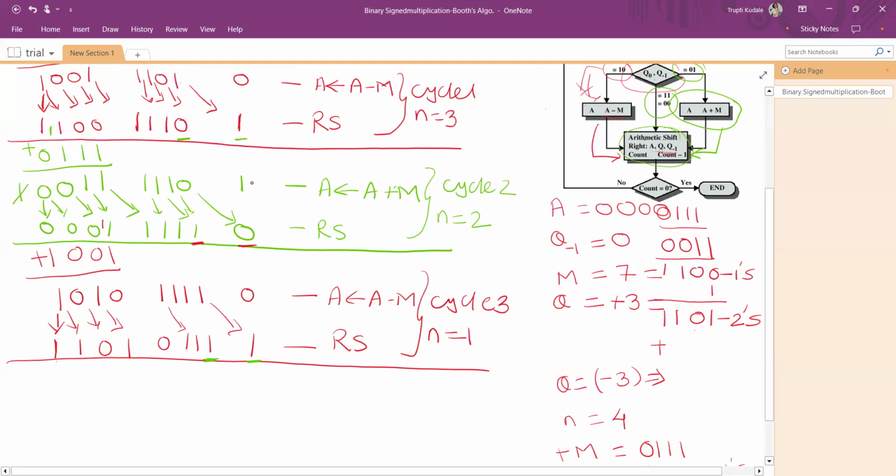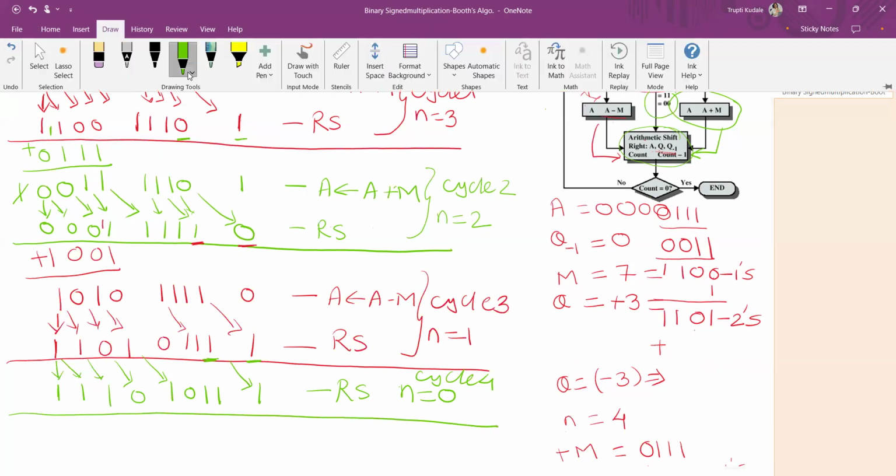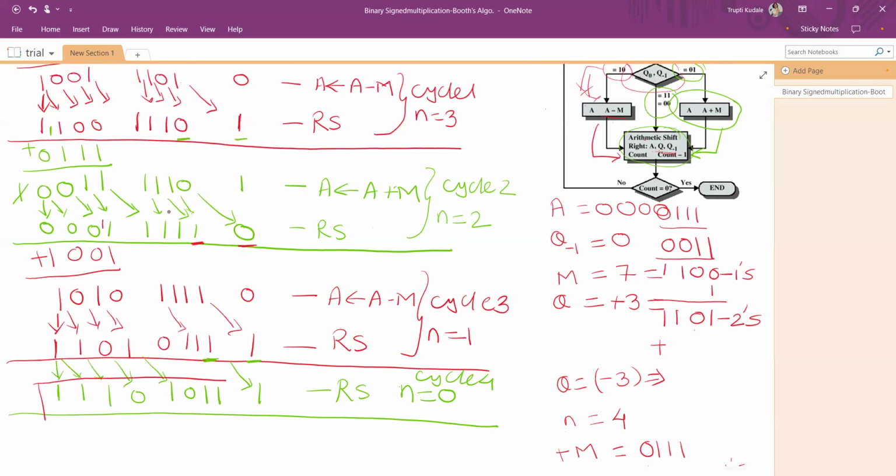Okay. So while shifting right, retain first bit as it is and shift towards right. 1, 0, 1, 1, and this will be 1 here. Shift right operation. After shift right operation, reduce your n by 1. This will be your fourth cycle, and your result is there. So your final result will be stored in A and Q.